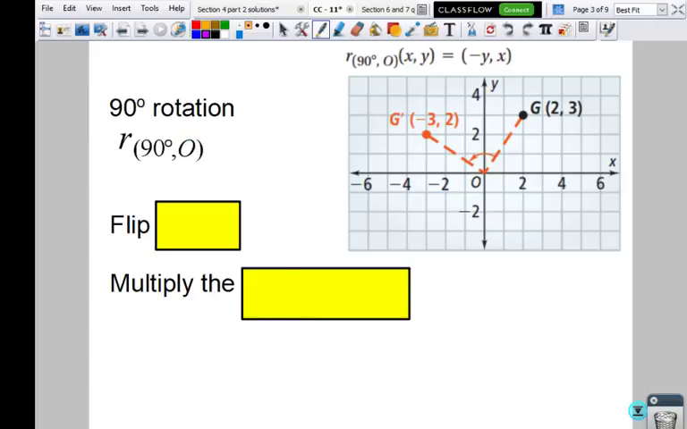To start with, for a 90-degree rotation, this is the specific way to write it. This lowercase r stands for rotate. Remember, capital R was reflect. Lowercase is rotate. And then after that, we are given the number of degrees, so the amount. And then this next one is our center of rotation.